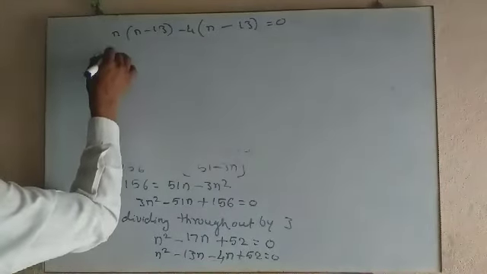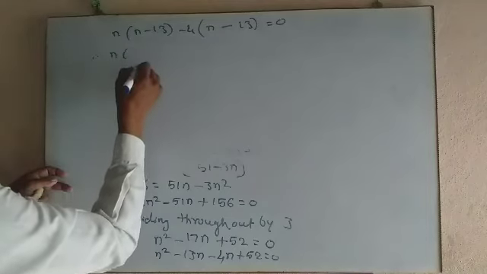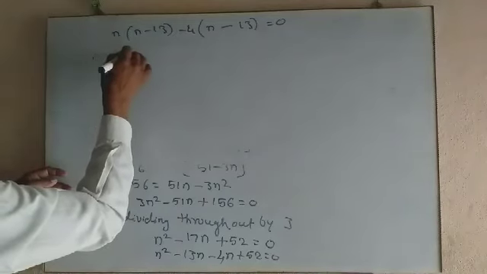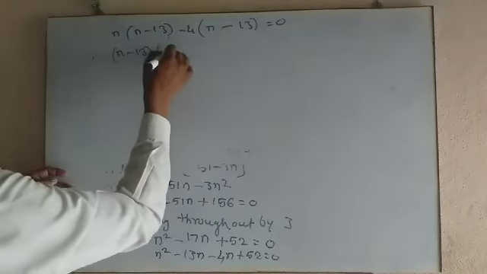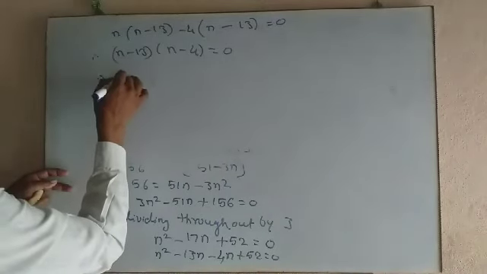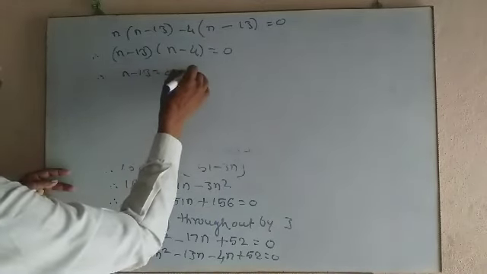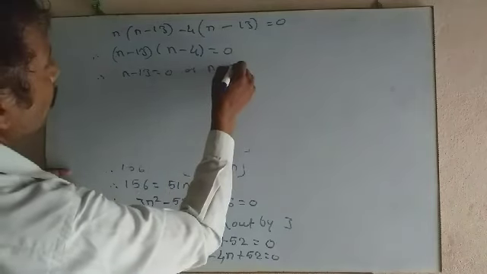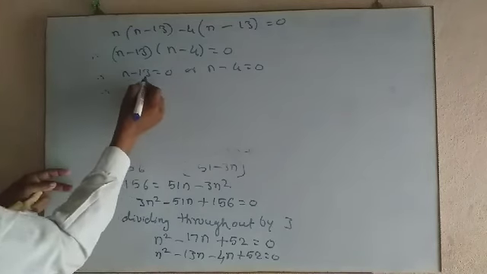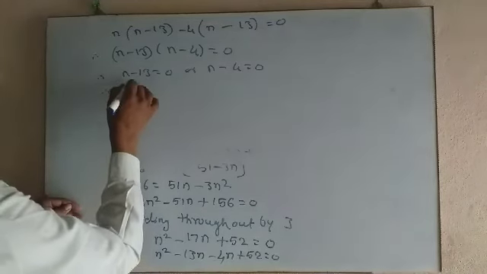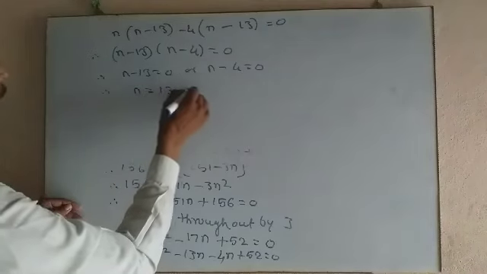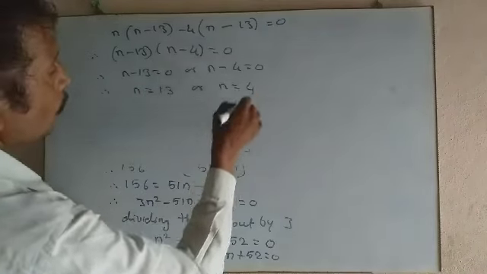Therefore n minus 13 into n minus 4 is equal to 0. Therefore n minus 13 is equal to 0 or n minus 4 is equal to 0. When n minus 13 is equal to 0, n is equal to 13, or n is equal to 4.